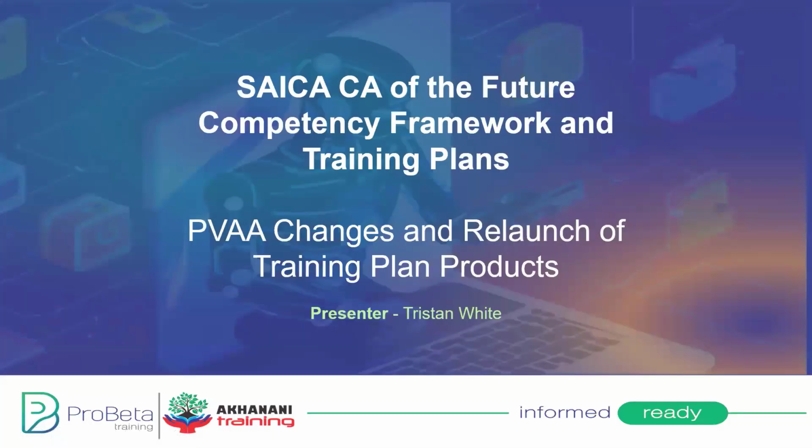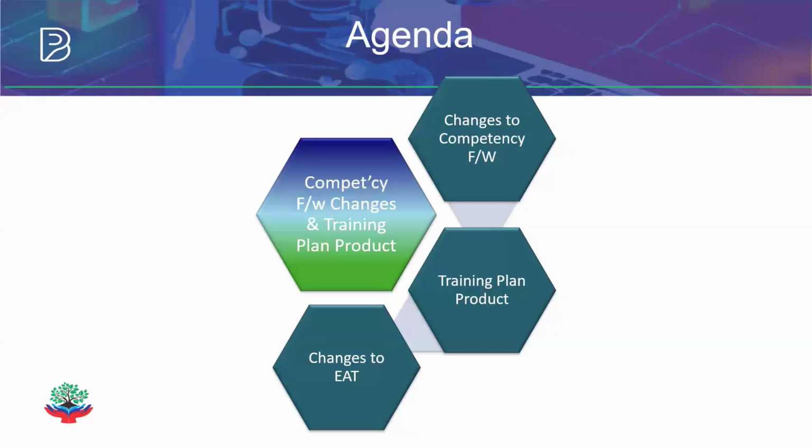This is our session on the SAICA CA of the Future Competency Framework and Training Plans. We are going to discuss a couple of things. So what's changed over 2024 as we are moving into 2025. And then we are going to discuss our training plan products that we have available for various audit and assurance training officers. Our specialty is the audit and assurance space, and so we have some available items for you that could assist you in administering your training office, if you are sitting here as a training officer or otherwise are connected to someone within your training office.